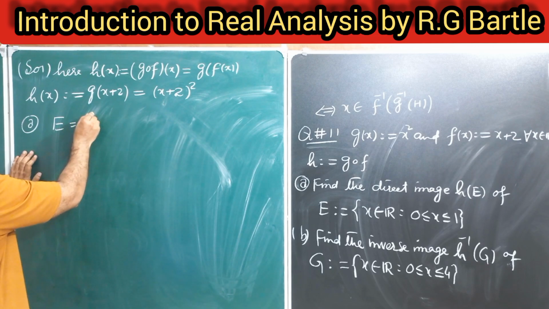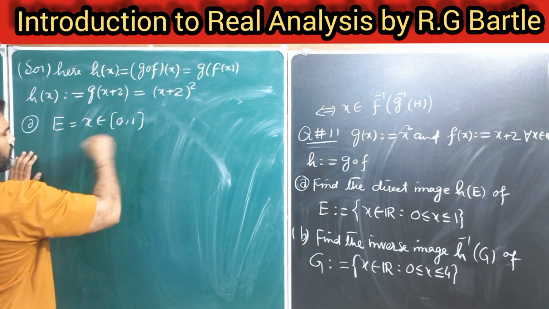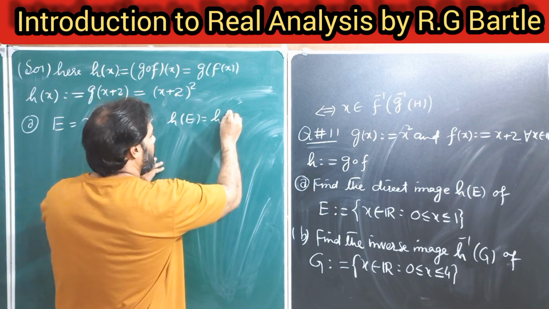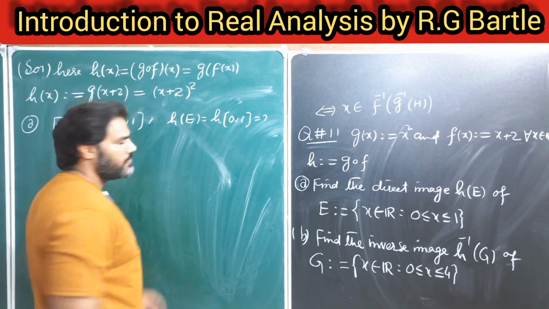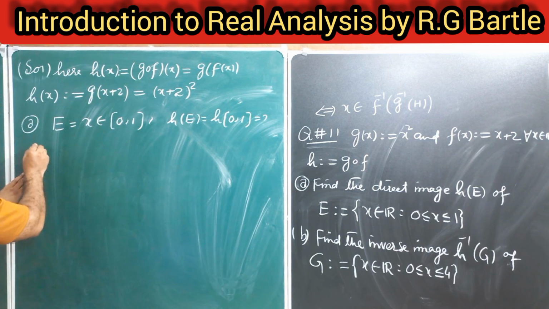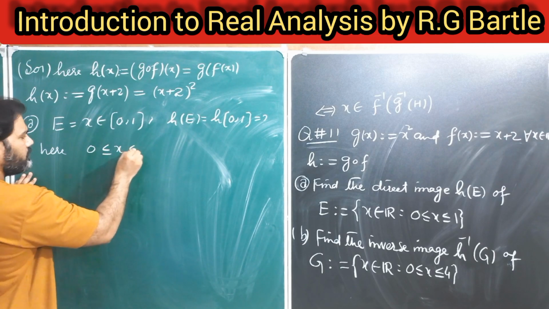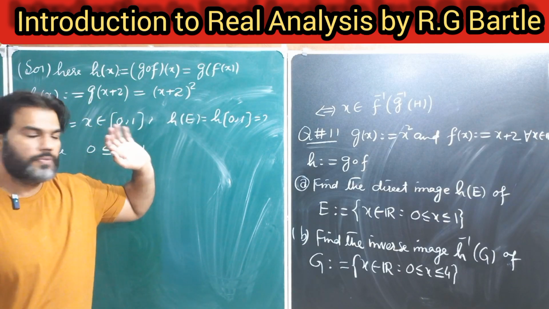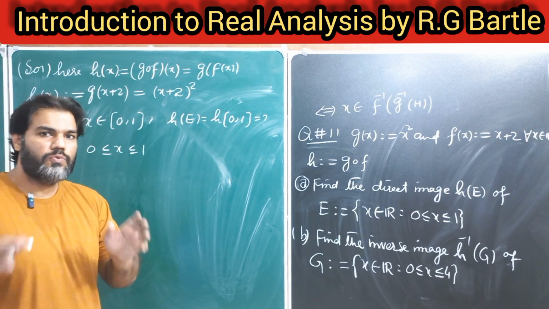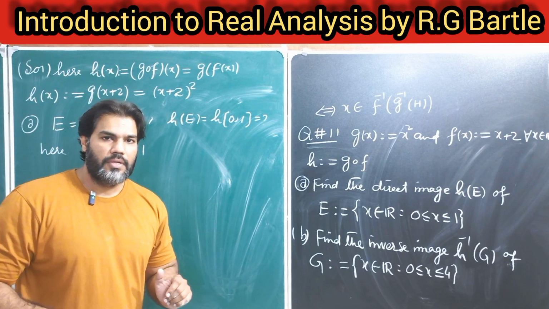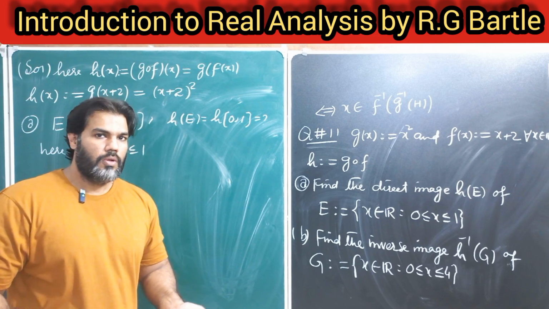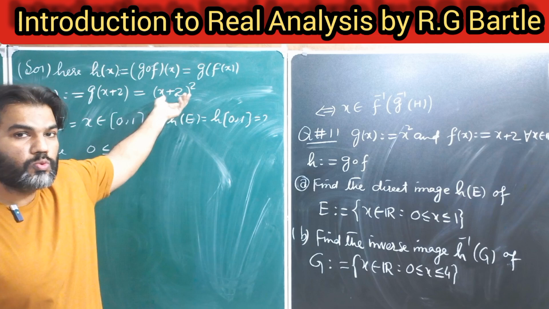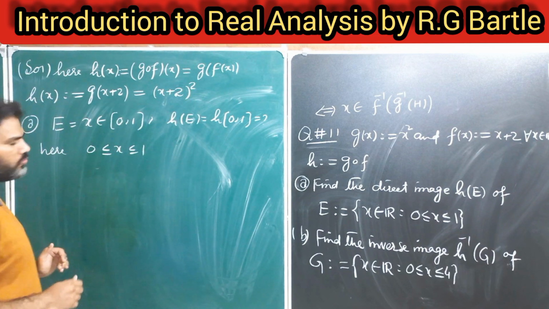My set E is the closed interval 0 to 1, and I need to find h of E, which is equal to h of the closed interval 0 to 1. This is simple. Here I say my x lies between 0 and 1. What is my h of x? h of x is (x plus 2) whole square. What does h of E represent? This represents what the new values will be when we apply h over the closed interval 0 to 1. My function h of x is (x plus 2) whole square. In other words, my x lies between 0 and 1.